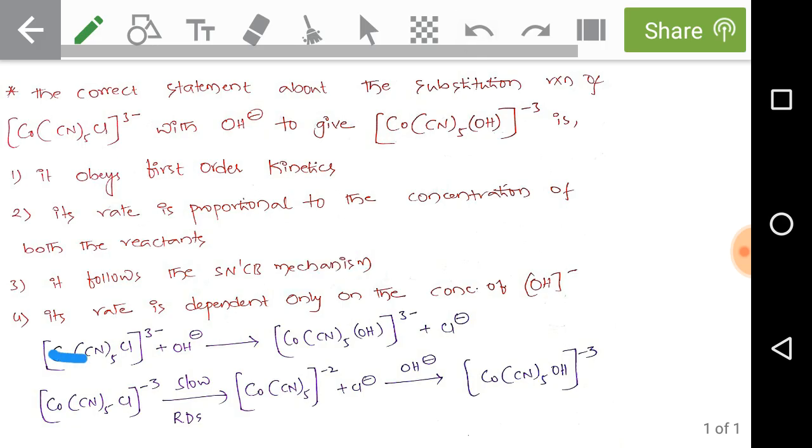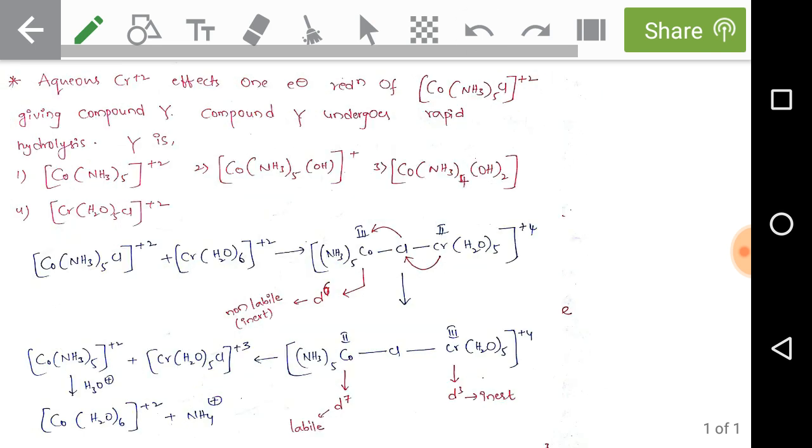Fourth one: its rate is dependent only on the concentration of OH minus ion. This is also a wrong statement, because the rate doesn't depend on the concentration of base, it only depends on the concentration of the particular substrate complex. Okay, right. So here just observe the correct statements for it.